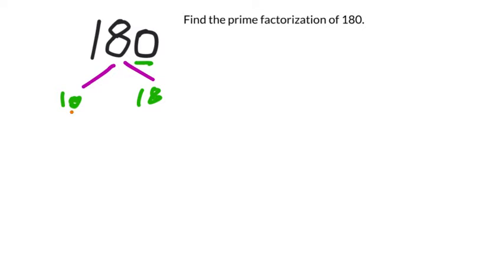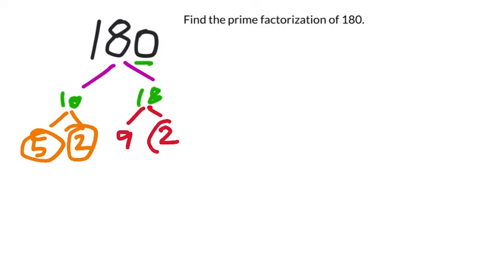For example, 10, right? I know two factors of 10 would be 5 and 2. Okay, and both of these are prime. So I'm going to circle those. So that ends that branch of this factor tree. But I can still work with the 18. So I know I could take 18 and say, well, that's 9 times 2, and 2 is prime, so I can circle that one as well.